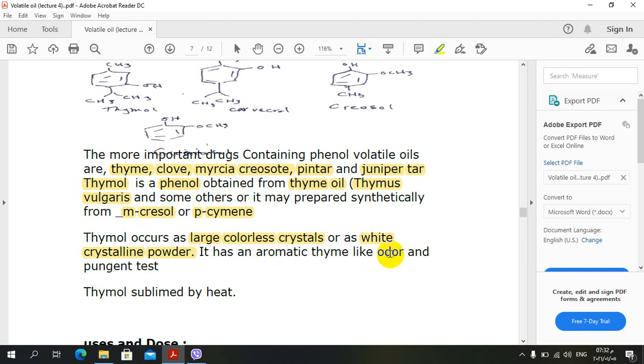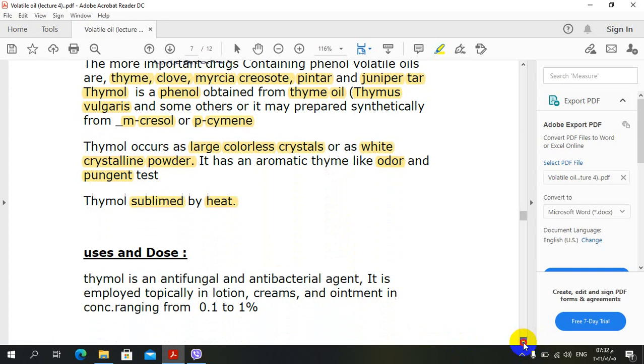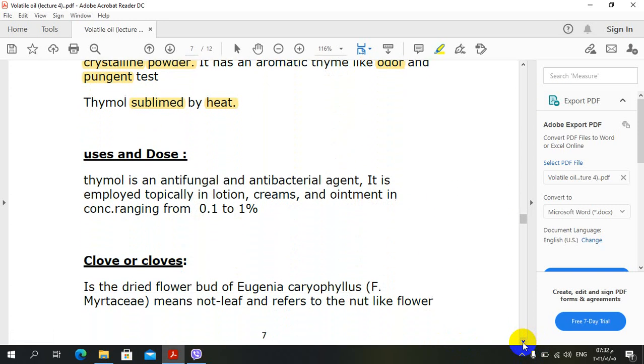Now, uses and doses. Thymol is an antifungal and antibacterial agent. It is employed topically in lotion, cream and ointment in concentration ranging from 0.1 to 1%.